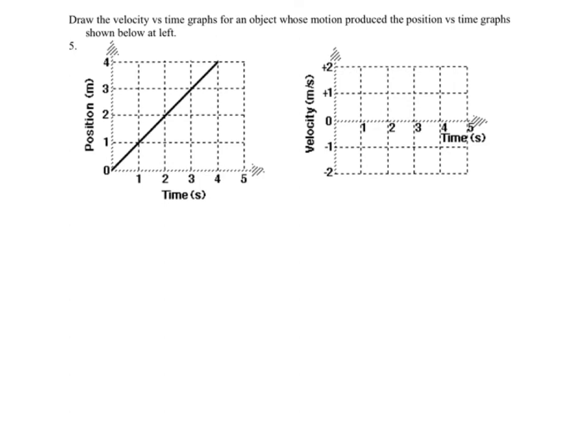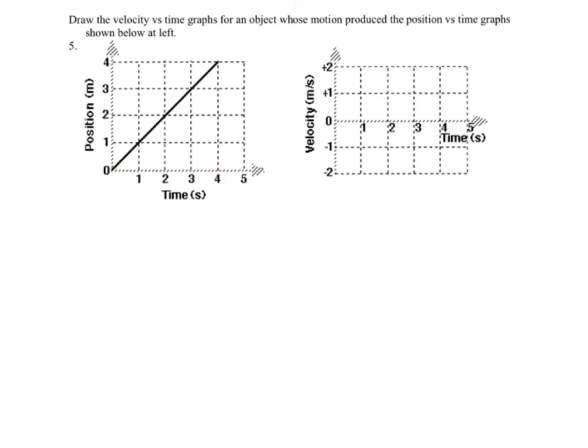Okay, here is a position time graph, and I'm going to take this position time graph and draw a velocity time graph on the right. To do that, I first have to figure out, well, what is my velocity on this graph? Well, my velocity is equal to the slope, and the slope is equal to the rise divided by the run. The rise goes from 0 to 4, and the run goes from 0 to 4.